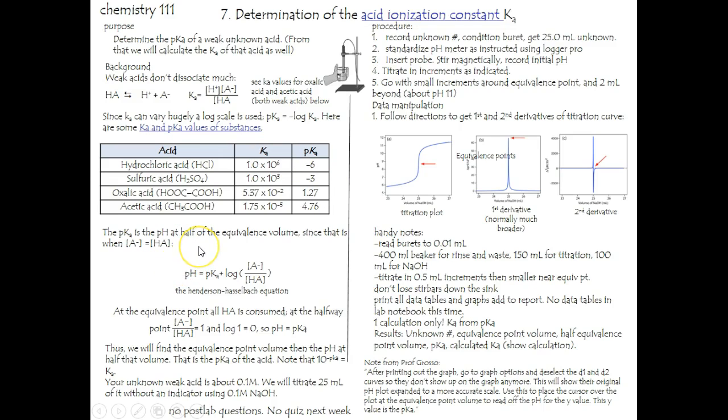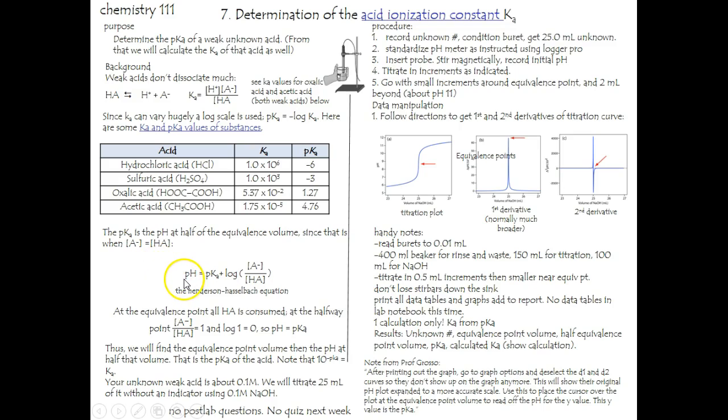Now, an interesting thing that we'll take advantage of in this experiment is that we can very rapidly come up with the pKa by just finding half the equivalence point volume. You find the volume it needs to neutralize this stuff. That's the equivalence volume. Take half of it, and bingo, you've got your pKa. This is a result of some calculations that we don't need to go into in great detail.